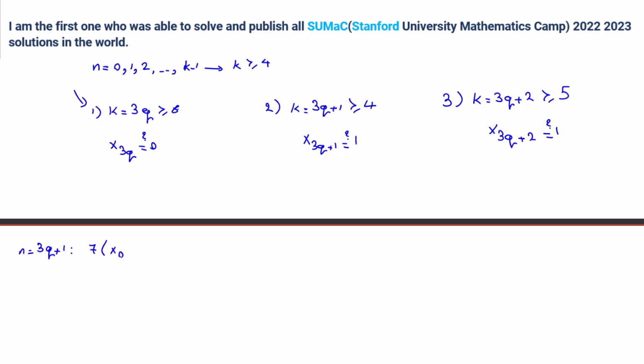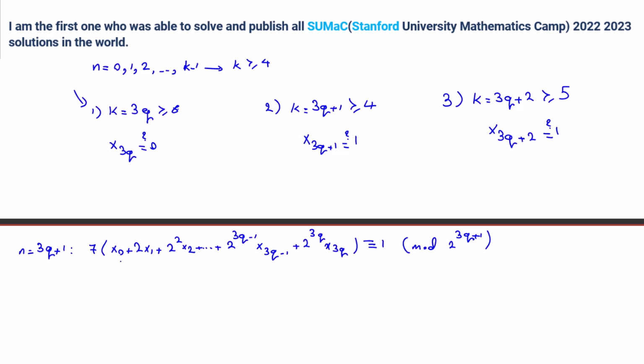Then 7 times x0 plus 2x1. So we know x0 is 1, right? Or we can say x0 plus, let me write first like this, 2 to the 3q minus 1 x3q minus 1 plus 2 to the 3q x3q, right? It's congruent to 1 mod what? 2 to the 3q plus 1. Exactly.